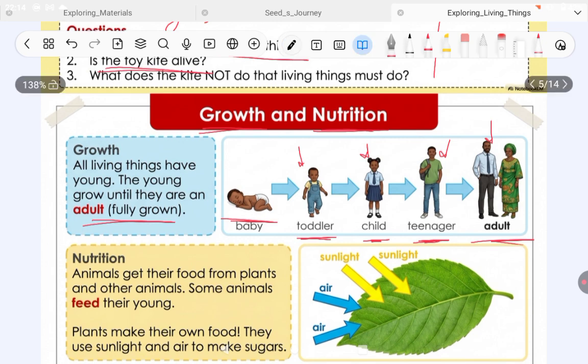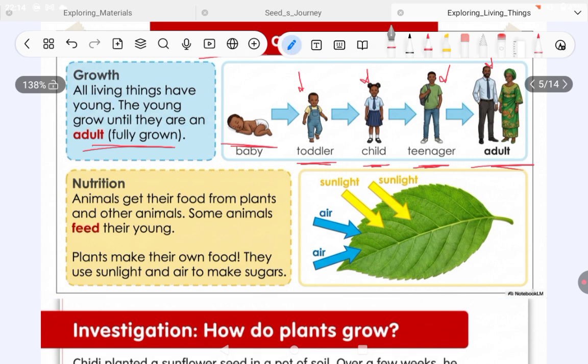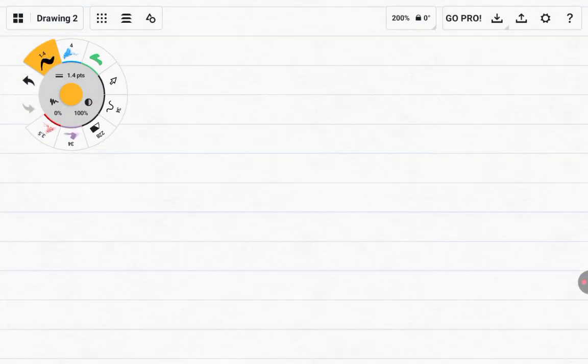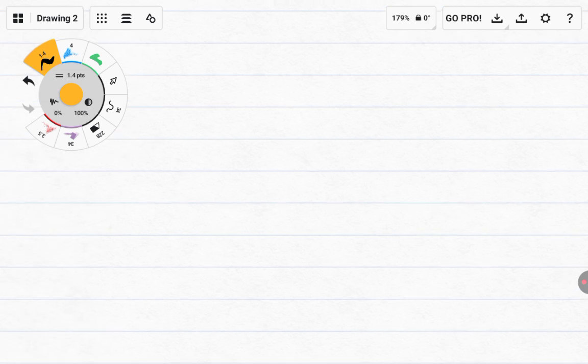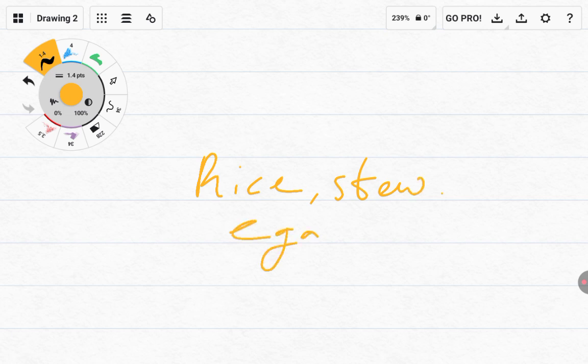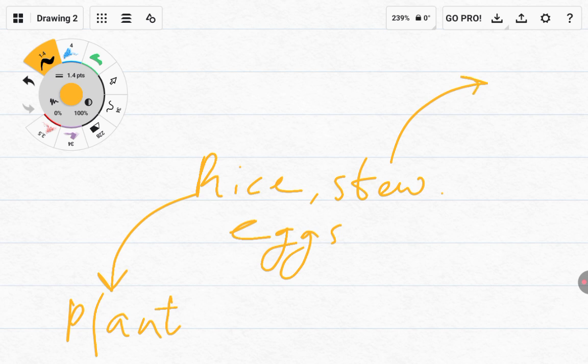The next thing is all living things must feed. Animals get their food from plants and other animals. For example, as a human being, let's look at a popular food that we eat. Let's say I'm eating rice, stew, and eggs. So rice is a what? A plant. My stew is from tomatoes and pepper, which is also a plant. My eggs are from animals.